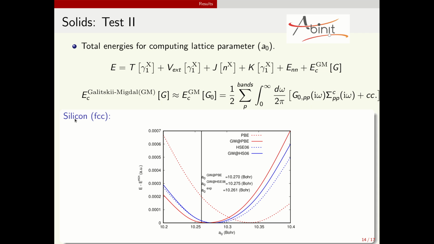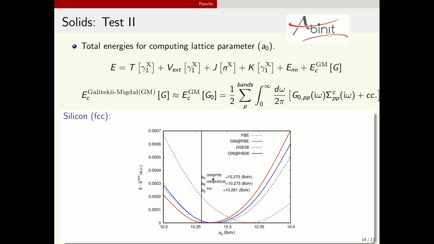Here we have plotted the results obtained for silicon, the energy minus the energy of the minimum against different values of the lattice parameter. As we can see, the results obtained for PBE, for example, overestimate the experimental value for the lattice parameter, which is around 10.261 Bohr, while the HSE06 functional produces pretty accurate lattice parameter values.